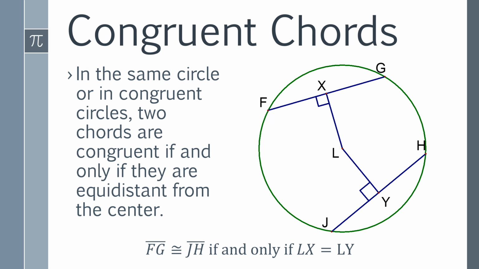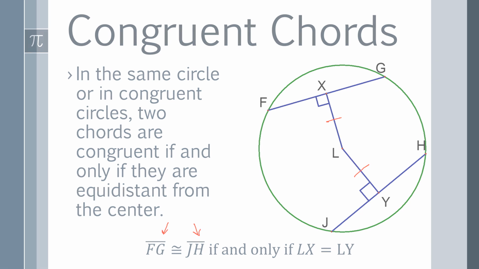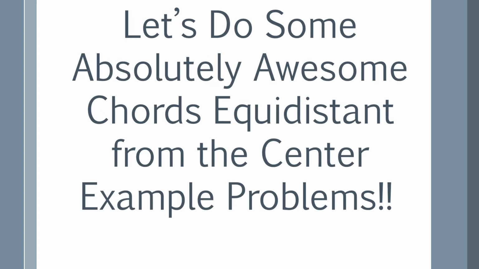Okay. In the same circle or in congruent circles, two chords are congruent if and only if they're equidistant from the center. So FG is congruent to JH if and only if LX is equal to LY. So this must be congruent to this in order for FG to be congruent to JH. So now let's do some absolutely awesome chords equidistant from the center example problems.